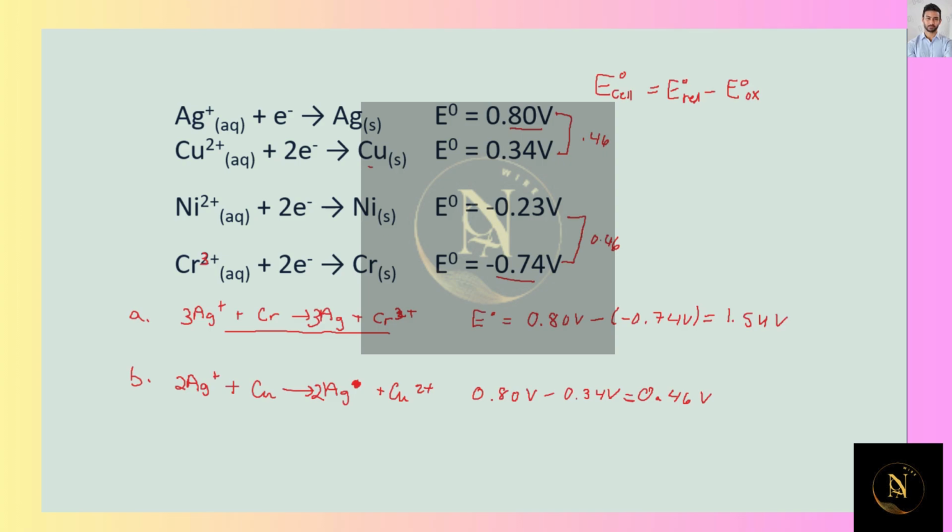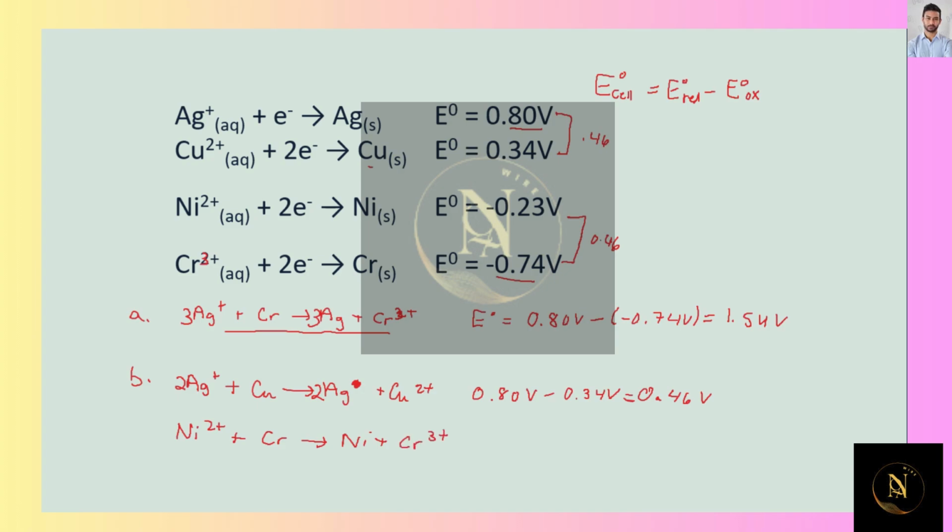But I could get that same value over here if I did the 0.23 minus a negative. So this guy would be my reduction. So I'm going to write it as is. So nickel 2 plus. And then this guy would be the oxidation. So I'm going to flip it so that Cr goes to nickel metal and Cr3 plus.